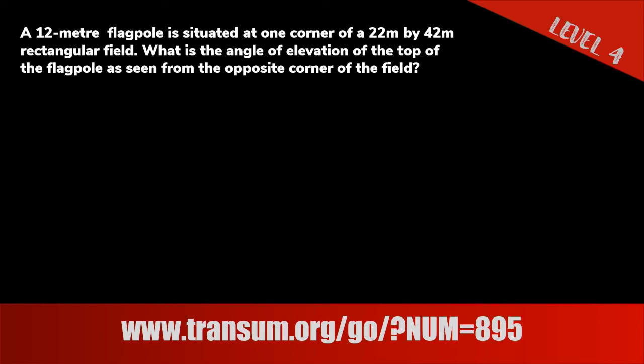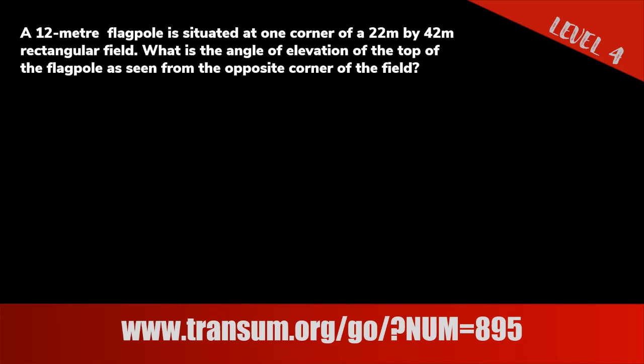Now the questions in level 4 don't have diagrams. You have to draw your own. So let's have an example of the sort of question you might get in level 4. A 12-meter flagpole is situated at one corner of a 22-meter by 42-meter rectangular field. What is the angle of elevation of the top of the flagpole as seen from the opposite corner of the field?